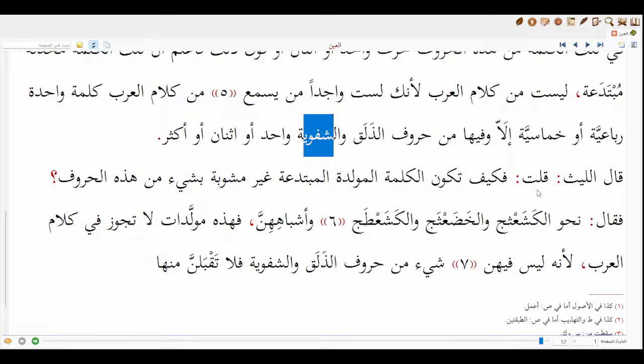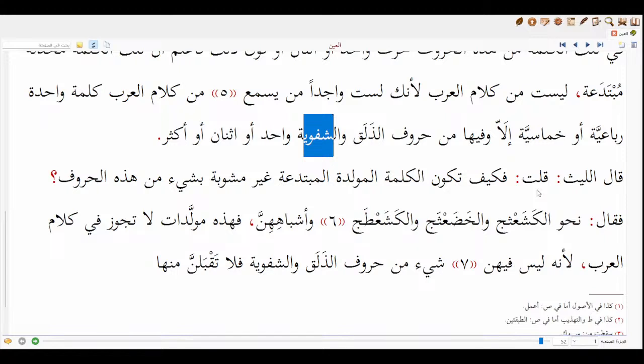So Layth asked him then, so give us examples. The introduced word into Arabic, which is not originally an Arabic word, what are examples where it is not mashubah, meaning not mixed or polluted, but it does not have one of these 6 letters. Do you have any examples?